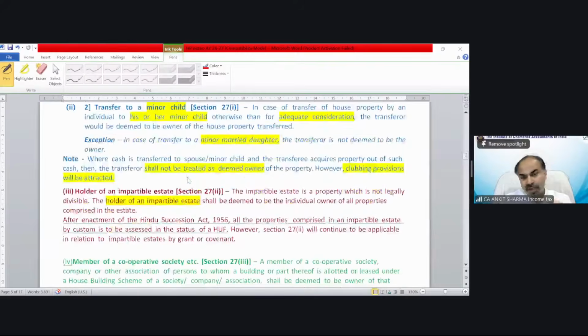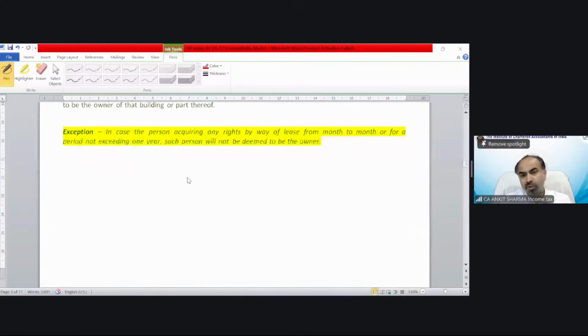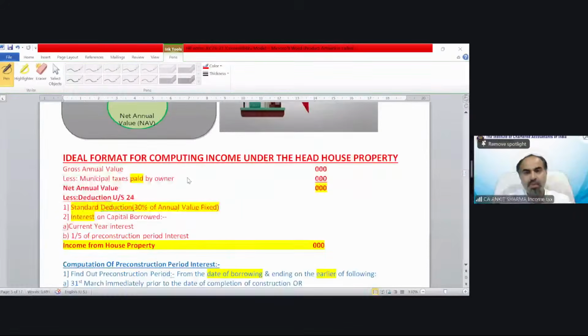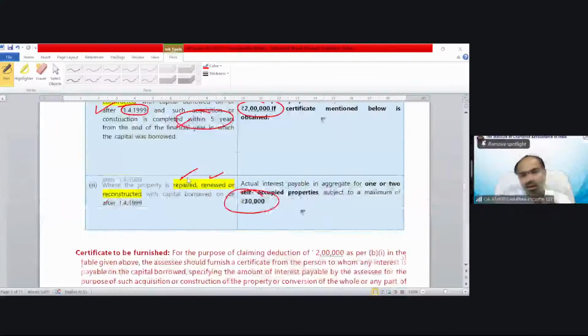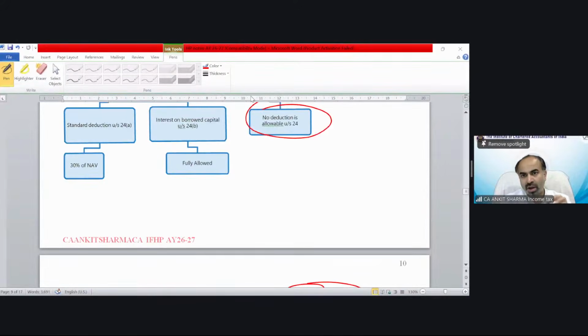So now we have completed the theoretical provisions of house property. We have gone through some illustrations and some questions also. But one last topic we need to cover under income from house property, and that is illustration number 8 in your study material. And that is a very interesting topic.